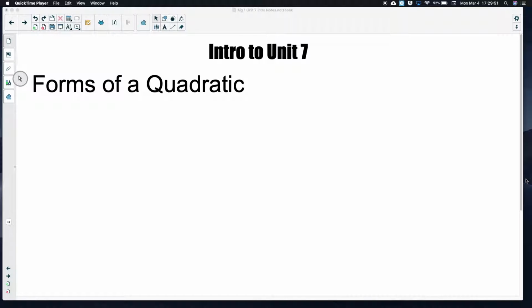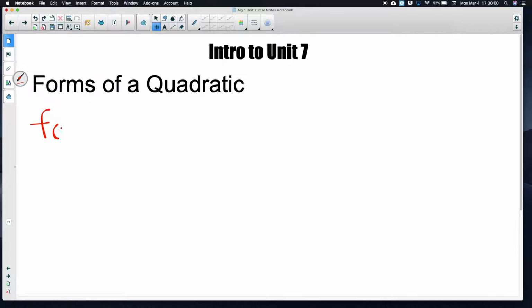Hello everyone. Today we're going to be looking at an intro to graphing quadratics. Remember that the standard form of a quadratic is ax squared plus bx plus c. And this right here, this is the standard form.